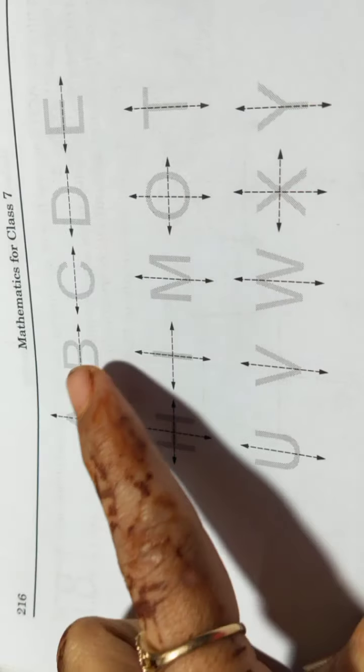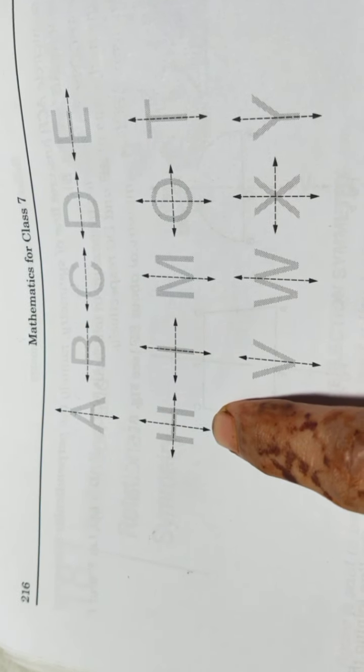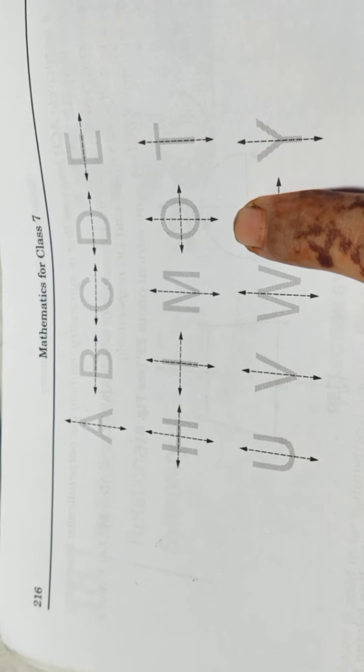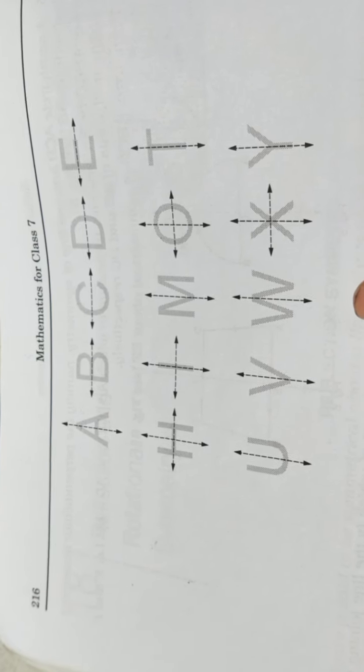A vertical symmetry, B horizontal, C horizontal, D horizontal, E horizontal, H both vertical and horizontal. I has both lines of symmetry, symmetrical about its horizontal and vertical. M vertical, O both, T vertical, U vertical, V vertical, W vertical, X both, Y vertical.